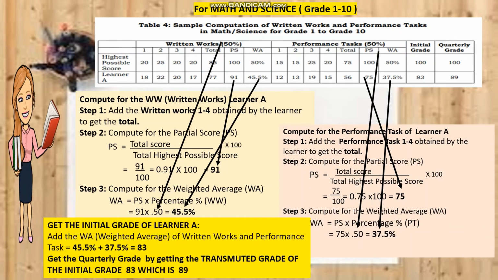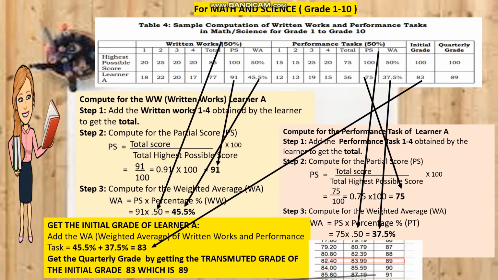Get the initial grade of learner A. Add the weighted average of written works and performance tasks. 45.5% plus 37.5%, and the total is 83. Initial grade. Get the quarterly grade by getting the transmuted grade of the initial grade 83, which is 89. Quarterly grade of learner A.